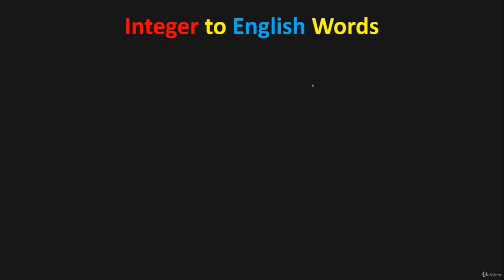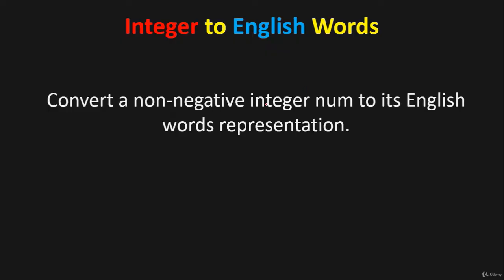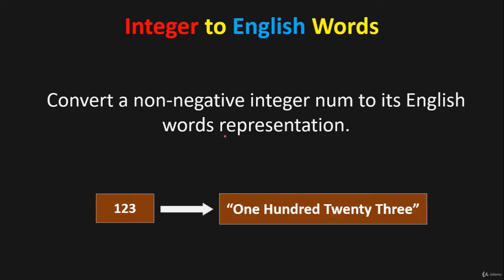In this video we're going to solve a coding interview question, integer to English words. This is a LeetCode problem. Convert a non-negative integer num to its English words representation. If you are given the integer 123, you have to return one hundred twenty-three.